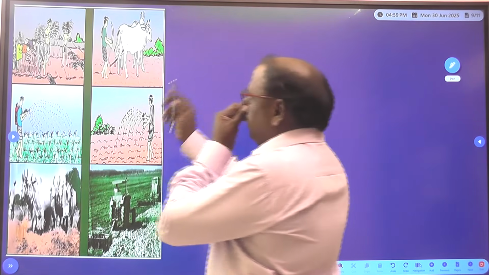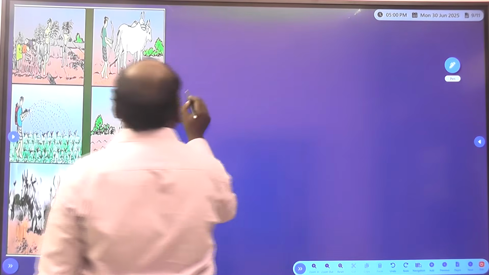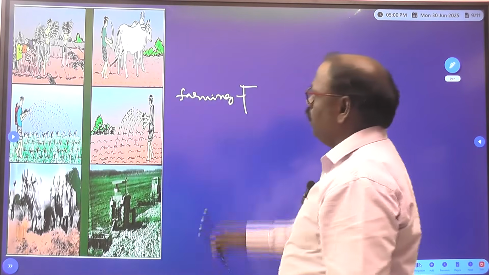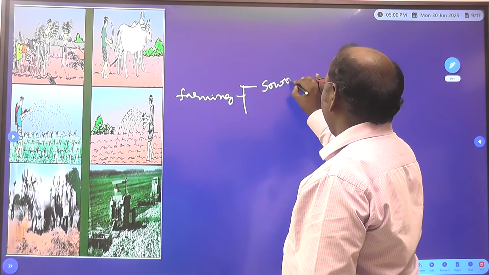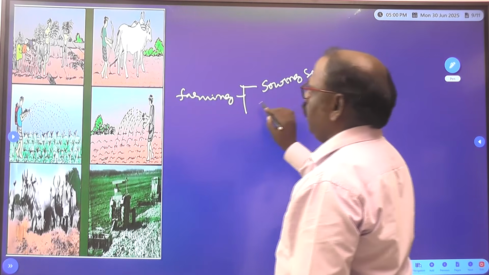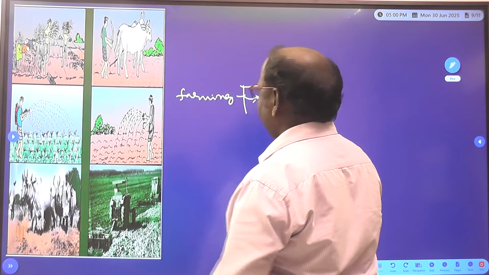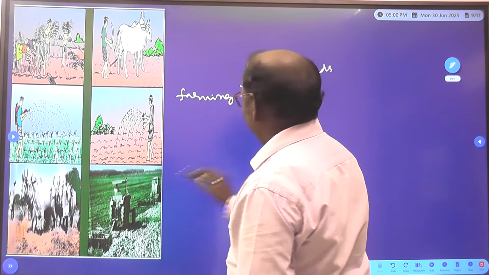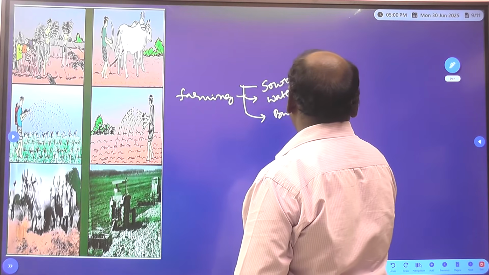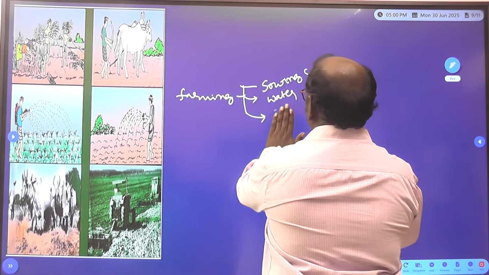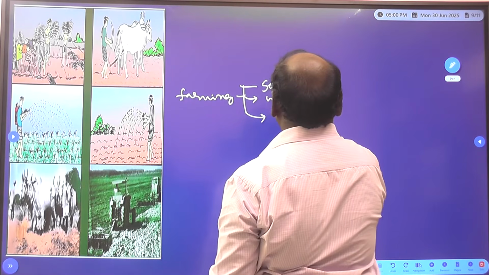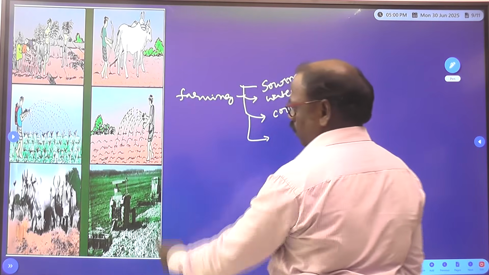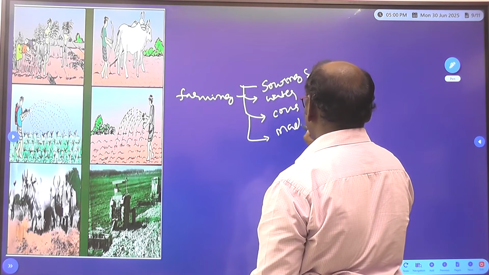Now, if you see here, they are farming the land in various ways. Like what? Somebody is sowing seeds. Somebody is providing water, and somewhere we are using bullock carts or cows for farming. We are using water, and cows for farming. And the next one is we are using machines.